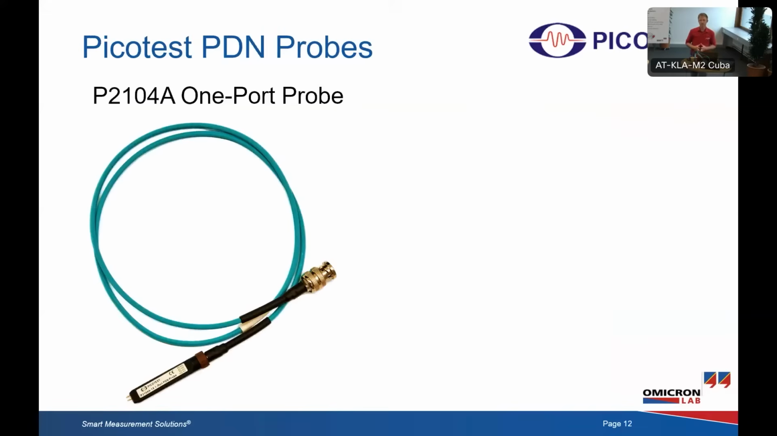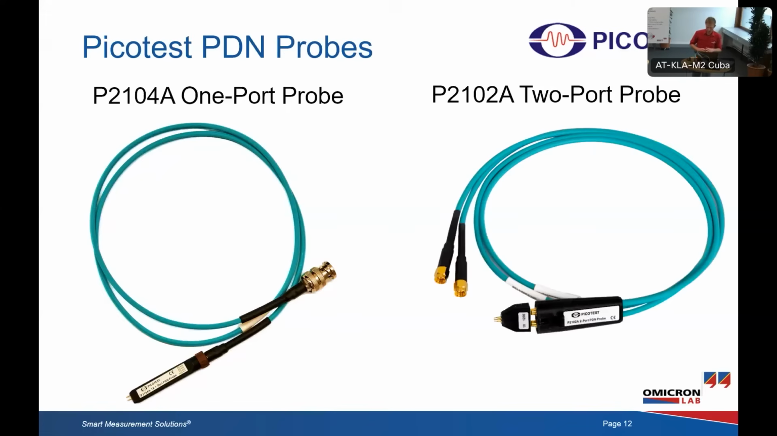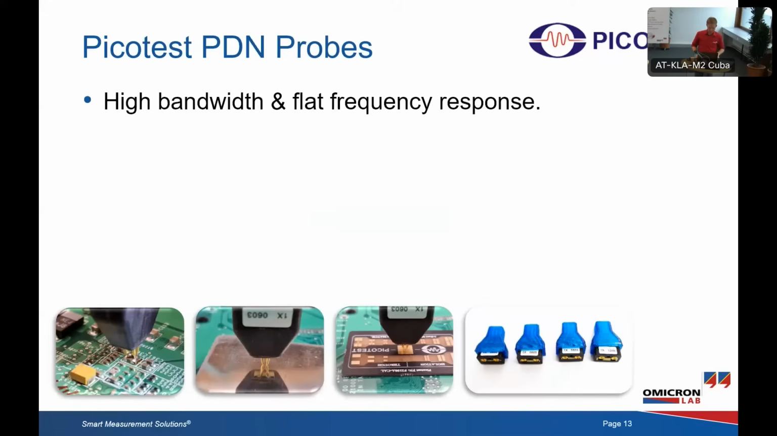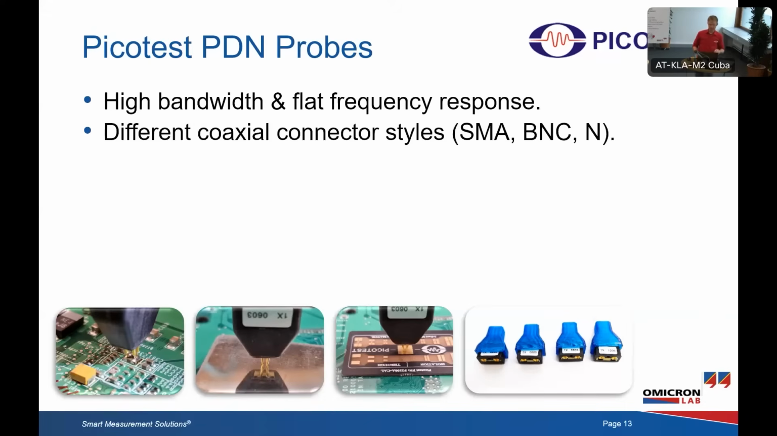There are basically two types of Picotest probes. We have the P2104A 1-port probe, and then there is the P2102A 2-port probe. What is the advantage of using such PDN probes, or why could you use them? They have a high bandwidth and a flat frequency response. They are available in different coaxial connector styles. You can have them with SMA connectors, BNC connectors, or type N connectors.